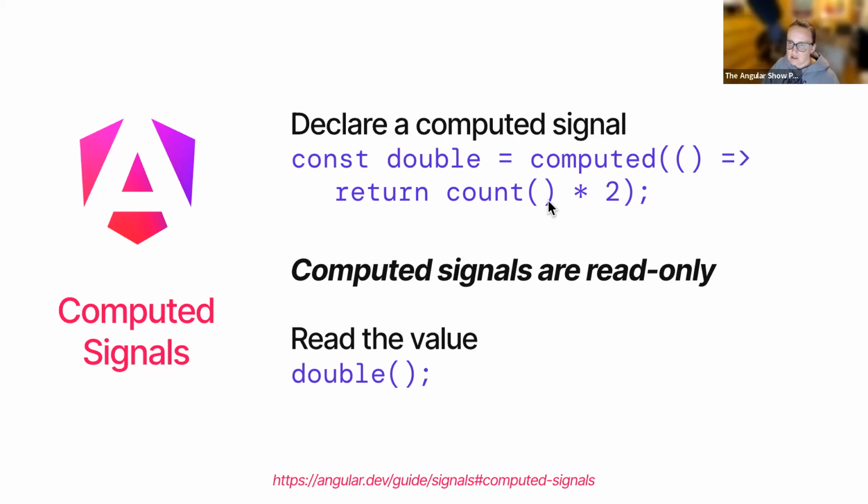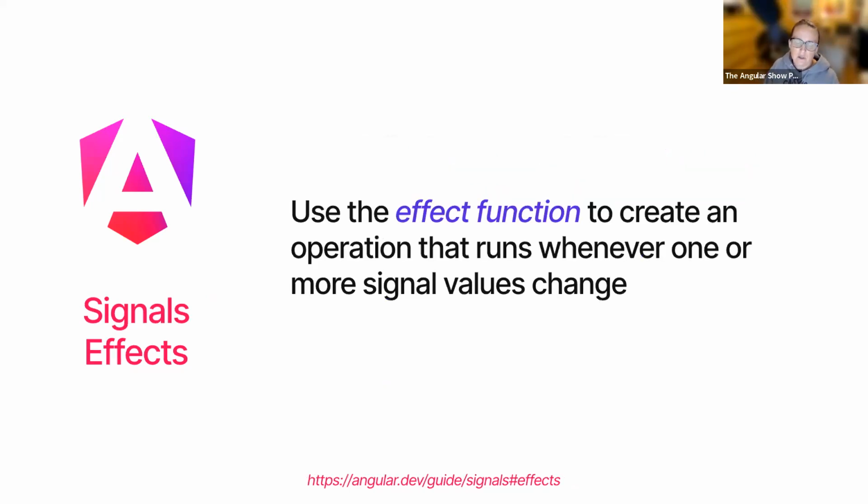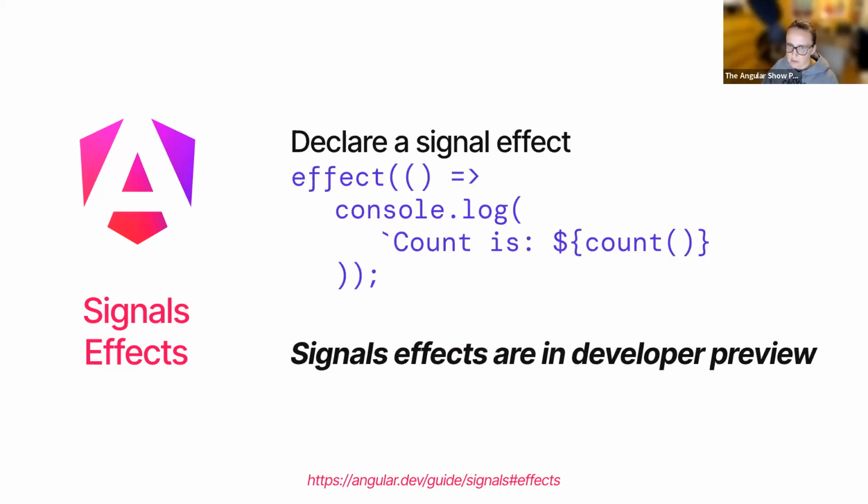So the only way to change their value is to change the value of the signals they consume. And the final piece of the API is the effect function. So we use the effect function to create an operation that runs whenever one or more signal values change. Now, this one is still in developer preview, but currently this is how it is working.